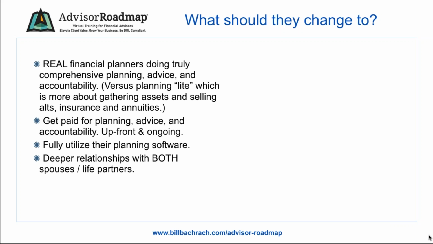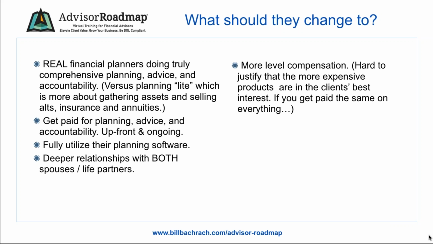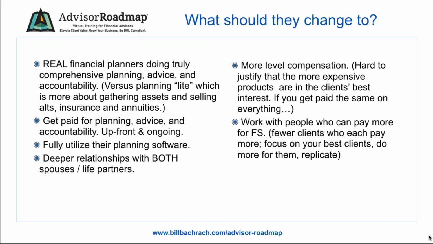Having deeper relationships with both spouses and life partners, moving to a more level compensation, and work with people who can pay more for financial services. You know, I hear a lot of people say, oh, well, the DOL rule is terrible because the implications are that middle America isn't going to be taken care of as well. Well, I don't know if that's true or not. What I do know is I can't remember a time I met a financial advisor who wouldn't like to move up market. Right? So every financial advisor we talk in depth to loves the idea of having 50 or fewer clients who pay significantly more money per client in order to make their business and their life work.